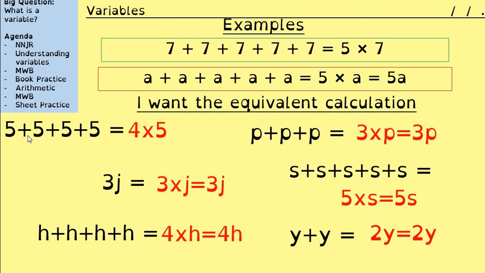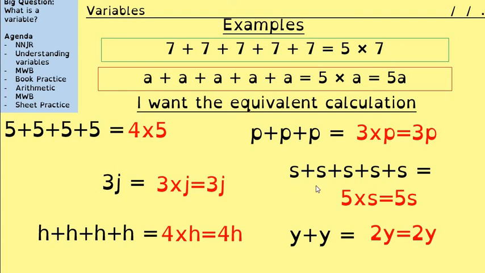So this first one, we've got 5 plus 5 plus 5 plus 5 is 4 multiplied by 5. I could also have 5 multiplied by 4, but I don't have the space here. For this one, p plus p plus p, well, that's equal to 3 times p and p times 3 as well, which is equal to 3p. That's our shortened version. In fact, this one here, I've actually not done this one quite correctly, have I? 3j is equivalent to 3 times j, which is equal to, and I should have my addition sum here, j plus j plus j.